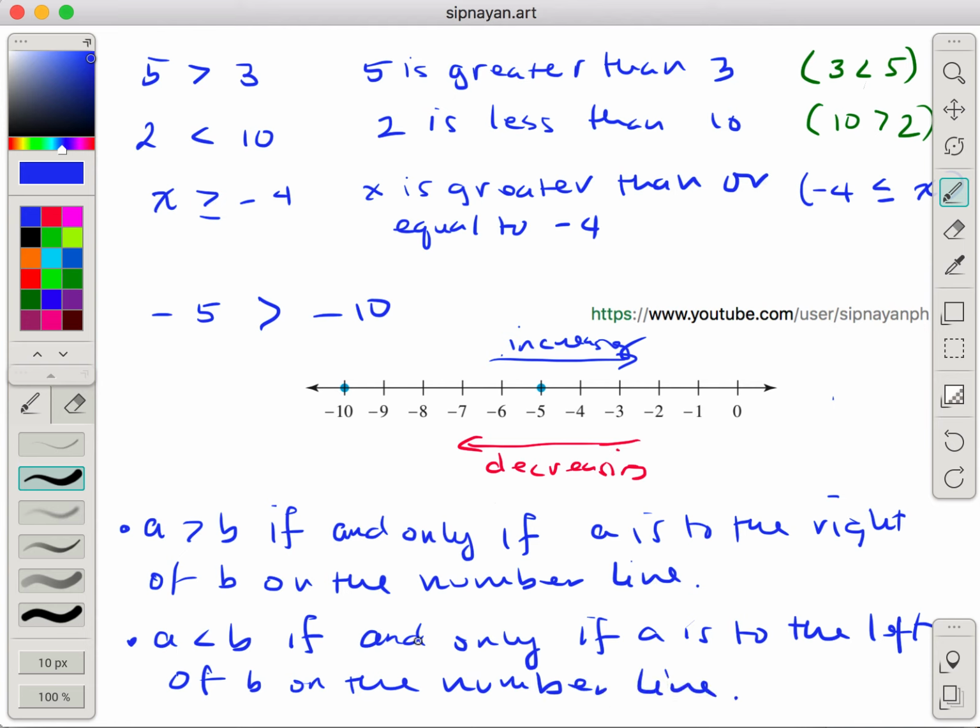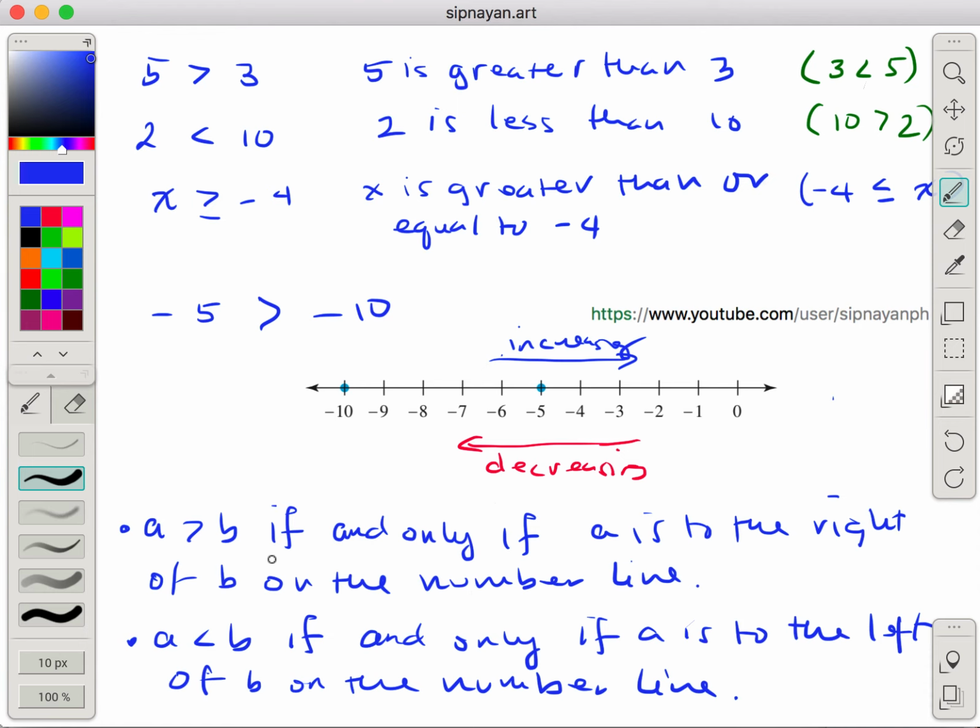Okay? So basically this only says that kung sino ang nasa kanan, siya mas malaki. Kung sino ang nasa kaliwa, siya mas maliit. So if you're comparing two numbers, yung nasa kaliwa yung mas maliit. And if you're comparing two numbers, again, yung nasa kanan yung mas malaki. Okay? So basically, this is the meaning.